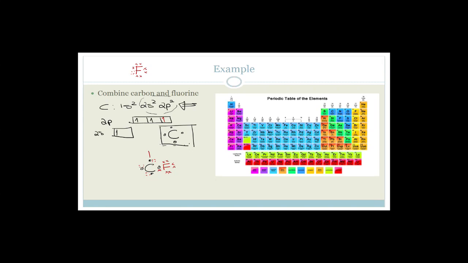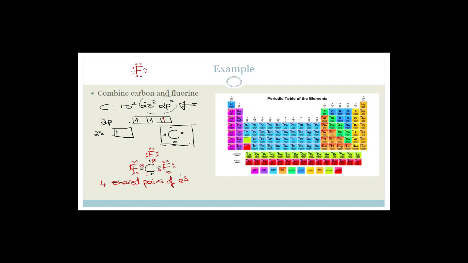So what happens is we end up with a fluorine here, and it goes 1, 2, 3, 4, 5, 6, and there it shares with that. And similarly, we end up with 1, 2, 3, 4, 5, 6, and 7. Okay, so do you see we have 4 shared pairs of electrons here?